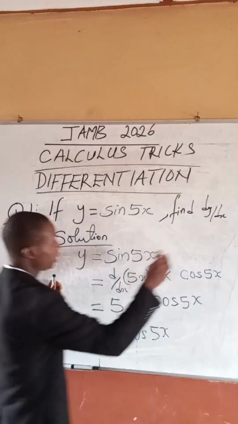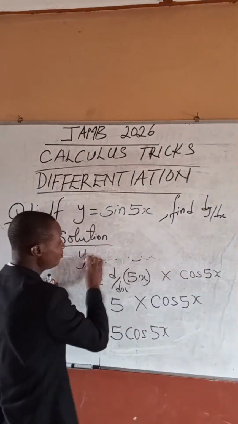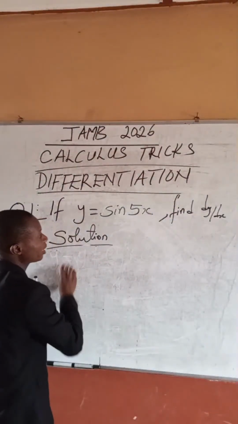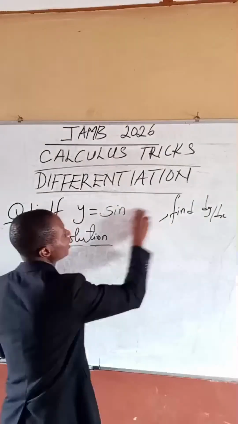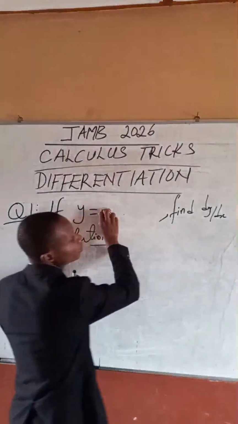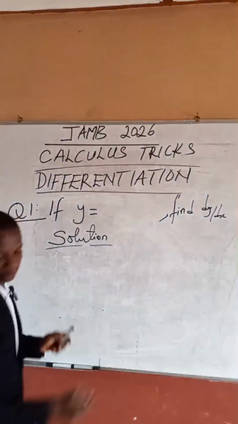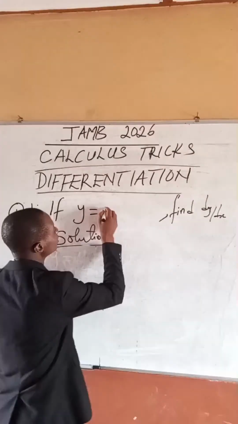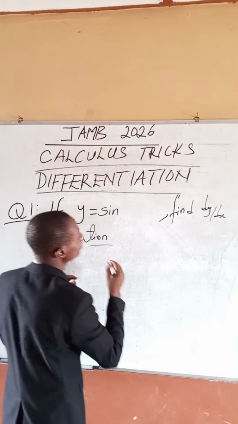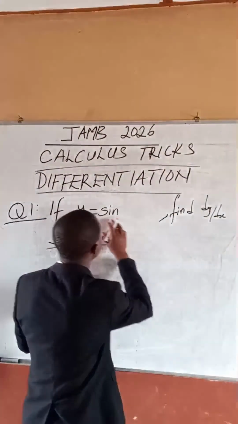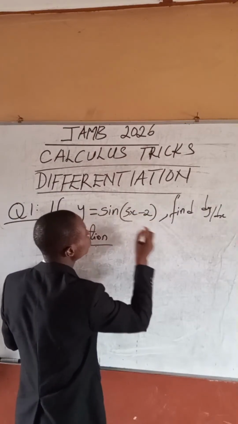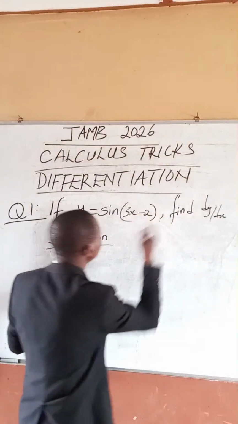Now let's go to the next one. Look at this one. Same thing, okay? Find the derivative of this. This is sine. We are going to use sine. So let's look at something like this. If y is equal to sine 3x minus 2. Yes, so this is it.